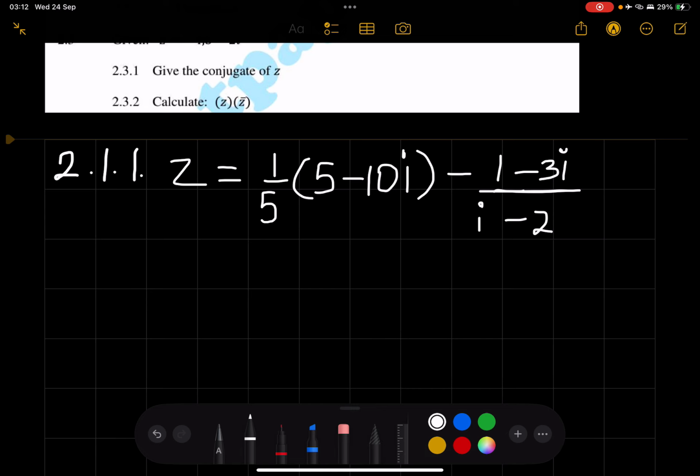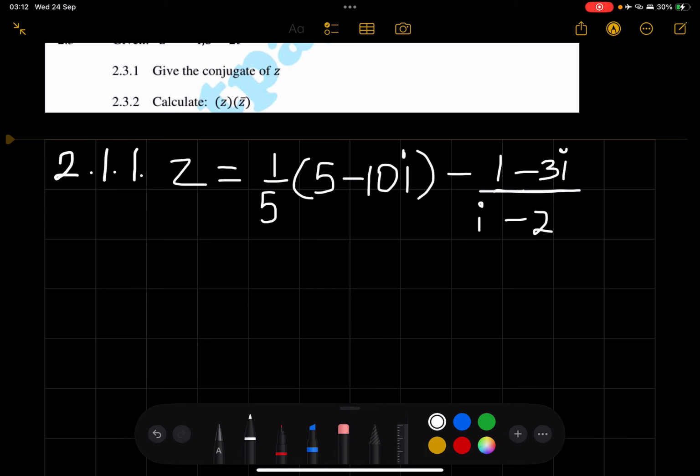Today we're tackling question 2 on complex numbers. Let's break it down step by step. On question 2.1.1, they gave us a complex number and we are asked to write it in the simplest form. Remember, to write it in the simplest form, we need to write it in the form a plus bi, right?